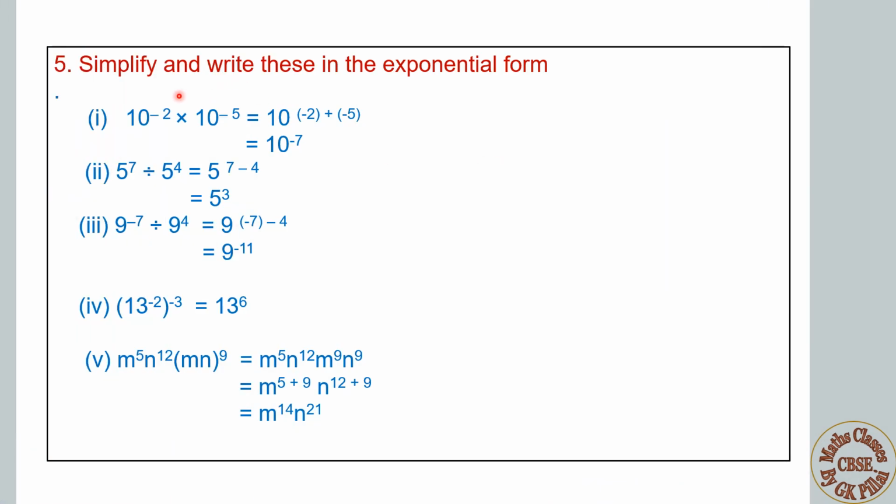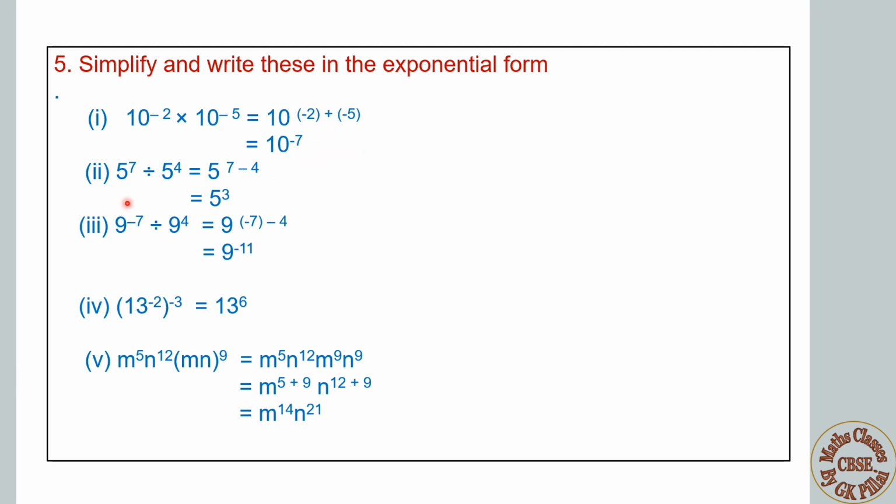Here the question is, simplify and write this in the exponential form. These are not difficult, these are rather easy ones only. You have to apply the laws of exponents. 10 to the power of minus 2 into 10 to the power of minus 5. You will add the powers: a to the power of m into a to the power of n equals a to the power of m plus n. 10 to the power of minus 7.